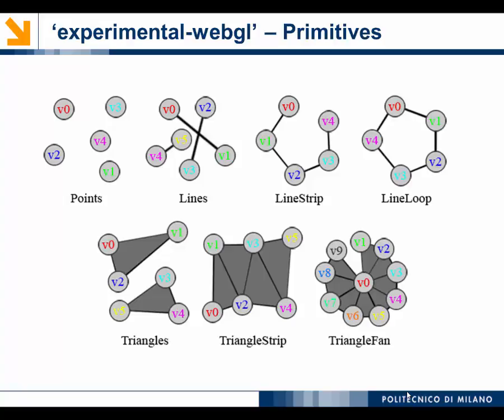Something quite similar can be done also using triangles. In the first case, I define 6 vertices. Each group of 3 vertices is used to create the triangles. In the second case, after the first 2 vertices, the new vertex is connected with the previous 2 to create new triangles, while for a triangle fan, there is one vertex that is shared by all the triangles.